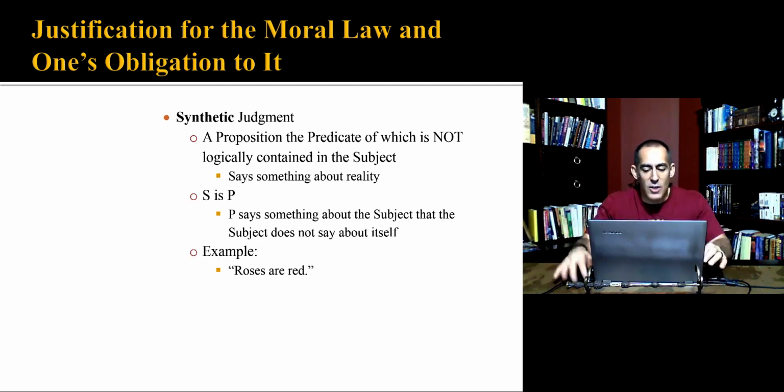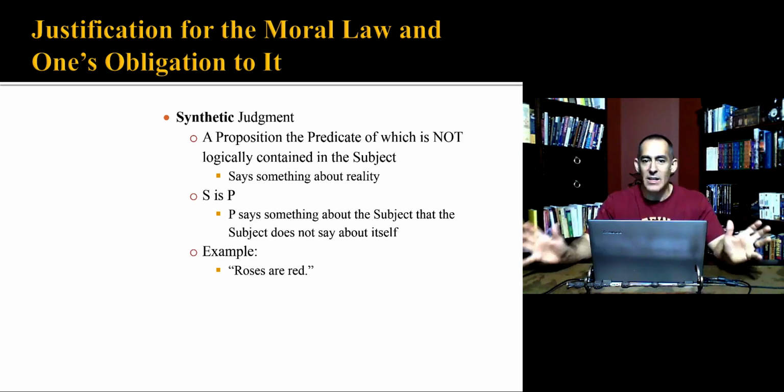A synthetic statement or synthetic judgment is going to be a little different. Here, the proposition's predicate is not logically contained in the subject. So we're actually adding something to, or synthesizing, two concepts by bringing them together. S is P, where P says something about the subject that the subject does not say about itself. So rather than red being a color, we could say that roses are red. Here we've got the concept of roses in our subject, and then the predicate red, and that's not in the concept of a rose, because there are roses that are not red. Right? So it's not true by definition. We actually need to use our senses to determine that.